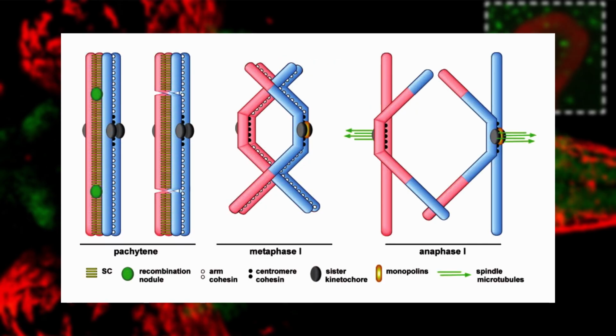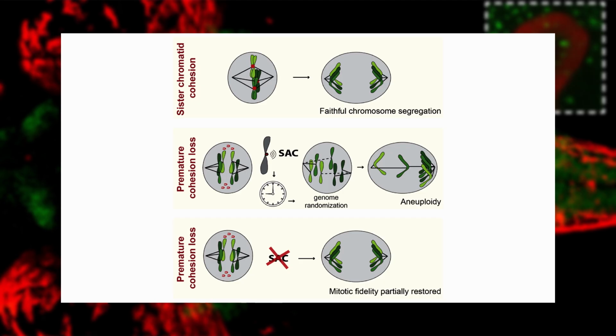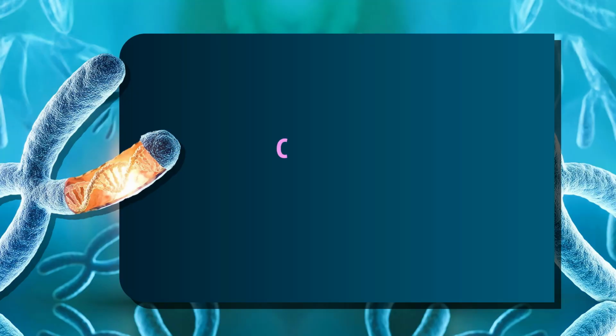Cohesin proteins maintain chromatid cohesion until separation, while spindle microtubules ensure accurate segregation. The SAC prevents premature or faulty segregation, guarding against non-disjunction. Errors in recombination or chromosome pairing may cause infertility, genetic disorders, or aneuploid conditions such as Down syndrome.